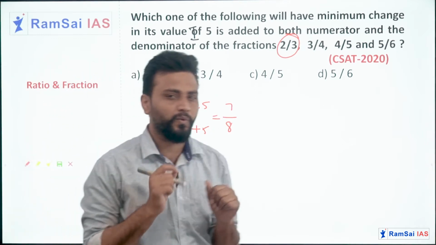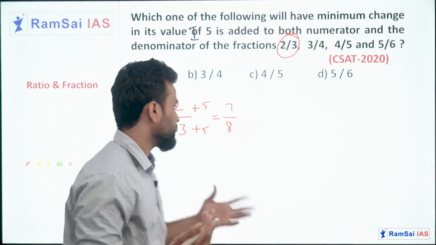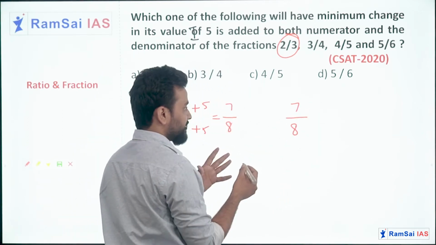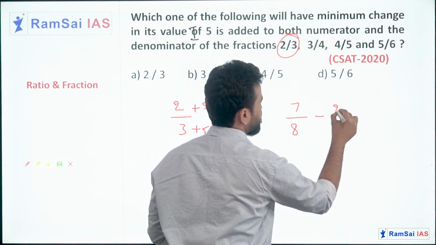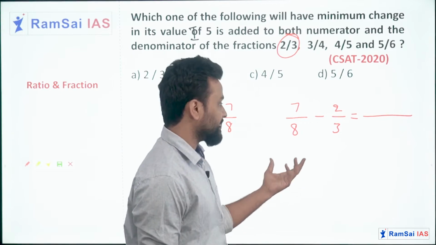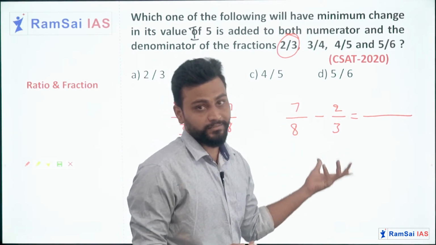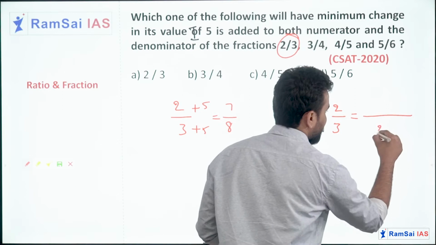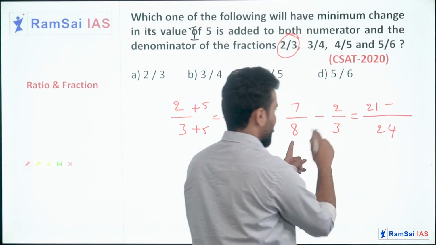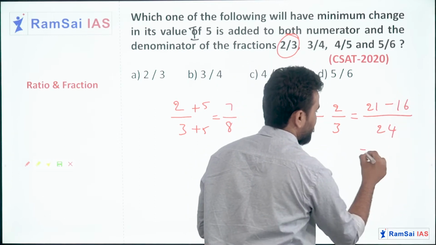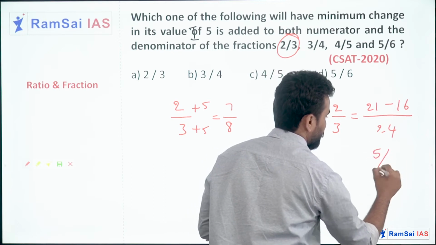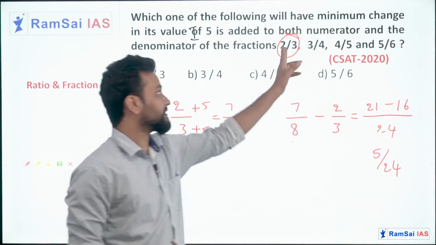Now I need to find out what the change in the fraction is. The change will be the difference of the resultant fraction and the given fraction. 8 and 3 are co-primes, so their product gives you their LCM. So 8 3s are 24, 3 7s are 21 minus 8 2s are 16. So it will be 5 by 24. So 5 by 24 is the change in the first fraction.